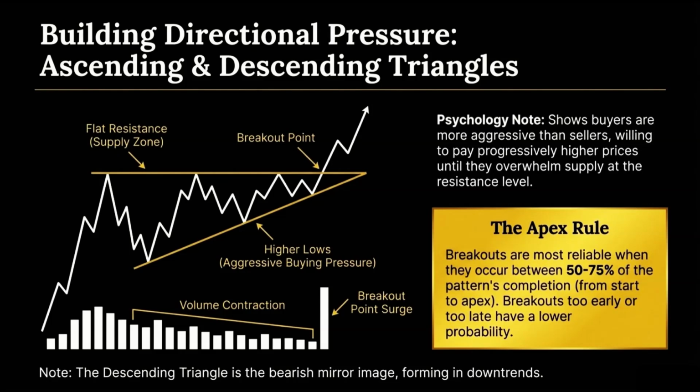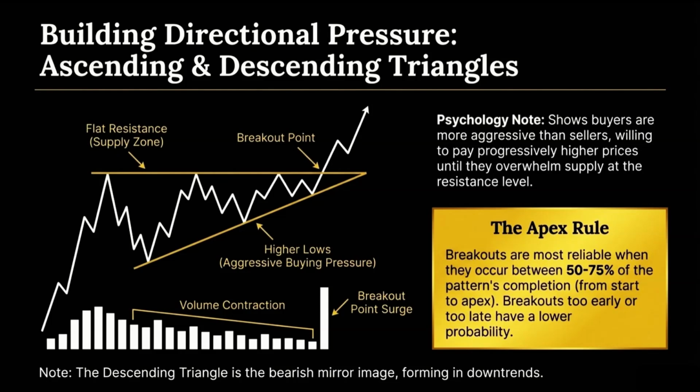Okay, here's where the advanced detail comes in, a critical differentiator for the 2026 standard. The apex rule. This is about timing and pattern efficiency. This is a key technical truth. The tension in the pattern can only build for so long. The breakout should occur between 50 and 75% of the distance from the pattern start to the apex, the convergence point. 50 to 75%. Why that specific window? What happens if it breaks out too early or too late?